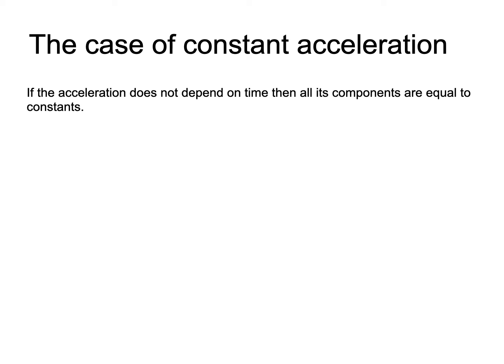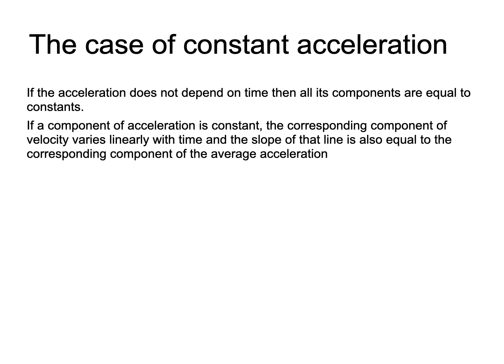A case that will have multiple applications is the case of constant acceleration, which means that all three components of the acceleration are equal to constants, not necessarily the same constant. We have seen that when a component of acceleration is constant, then the component of the velocity associated with that component of acceleration will be varying linearly with time, and the slope of that line, calculated with any time interval, is equal to the associated component of the average acceleration.